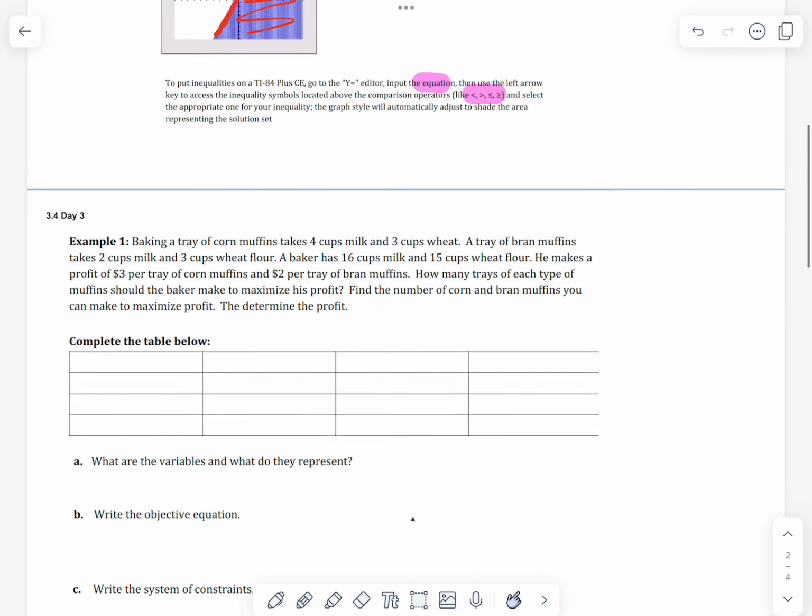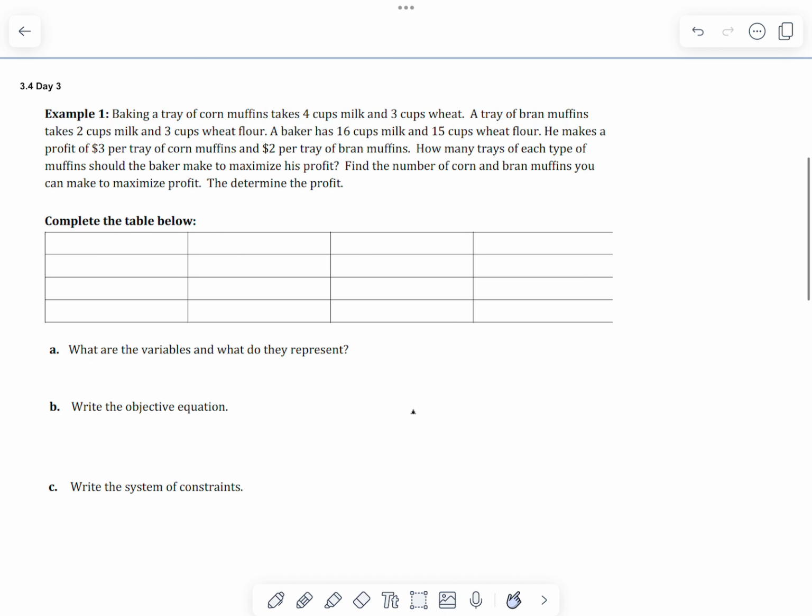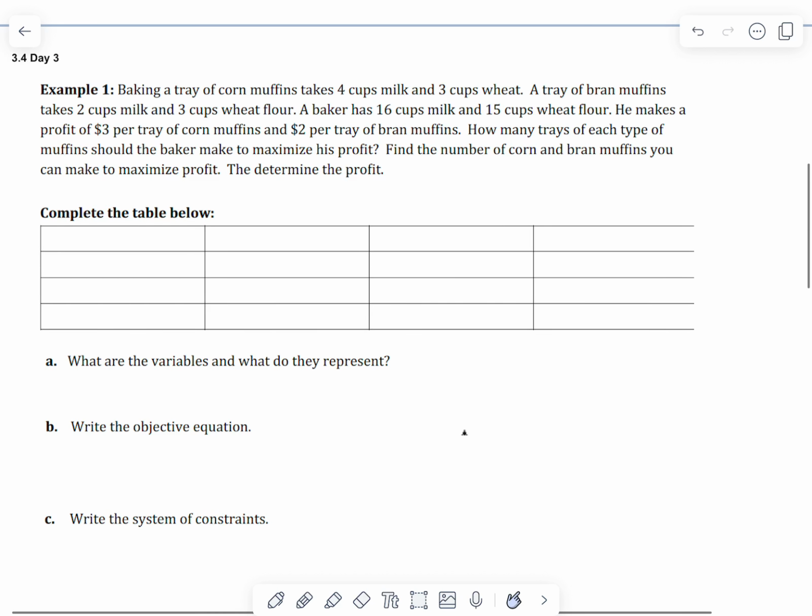All right, here's an example of linear programming. When we get to the graphing of the constraints, go ahead and try to graph the entire system with the graphing calculator. I also will be showing how to use the graphing calculator in class. All right, example. Baking a tray of corn muffins takes 4 cups of milk and 6 cups of wheat. A tray of bran muffins takes 2 cups of milk and 3 cups of wheat flour. A baker has 16 cups of milk and 15 cups of wheat flour. I'm going to stop there and identify my variables.